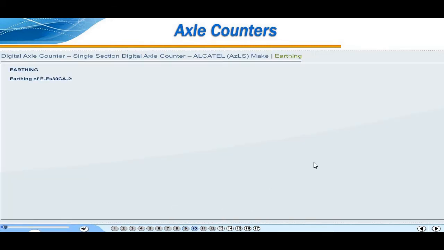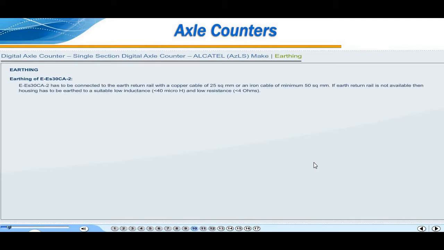Earthing. Earthing of EES30CA2. EES30CA2 has to be connected to the earth return rail with a copper cable of 25 square millimeters or an iron cable of minimum 50 square millimeters. If earth return rail is not available, then housing has to be earthed to a suitable low inductance, that is lesser than 40 microhenry, and low resistance, that is lesser than 4 ohms. Earthing of quad cable, it shall be less than 1 ohm.